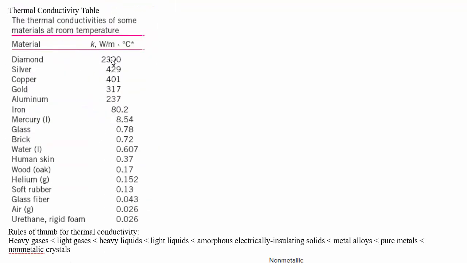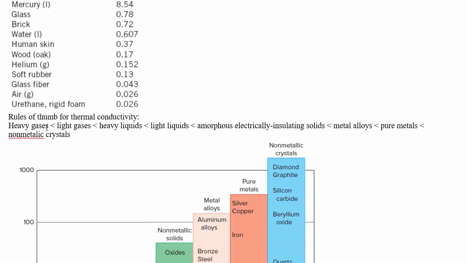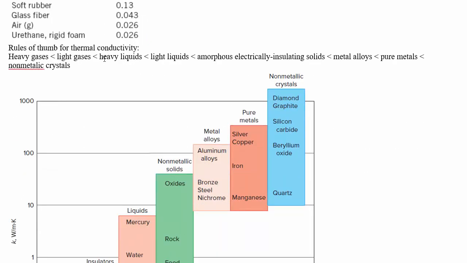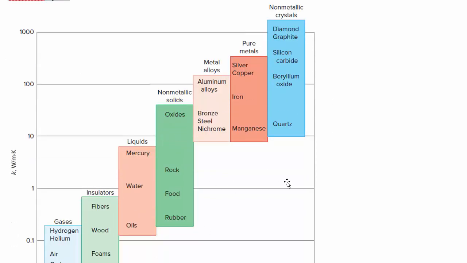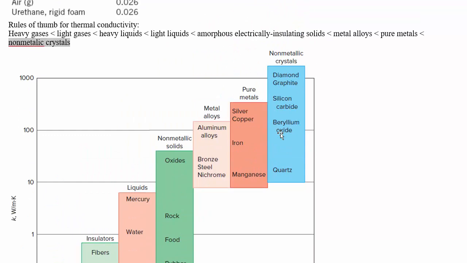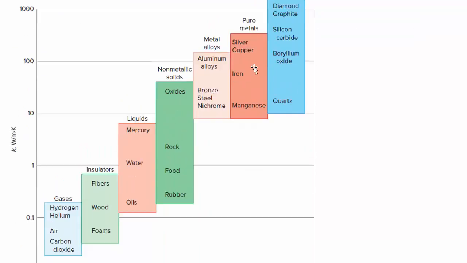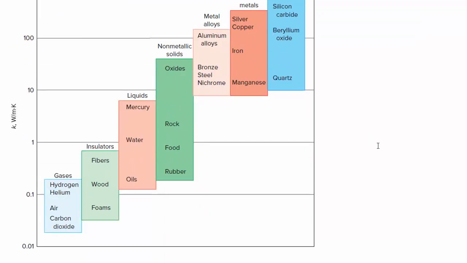So we have diamond at the top, and then 5 orders of magnitude down, we've got air and some rigid foam here. So the general rule is that heavy gases have less thermal conductivity than light gases, than heavy liquids, than light liquids, than amorphous electrically insulating solids, like a glass, then metal alloys, then pure metals, and finally the non-metallic crystals being up at the top. Here's a chart of this. Non-metallic crystals are most conductive generally, and then gases least conductive.